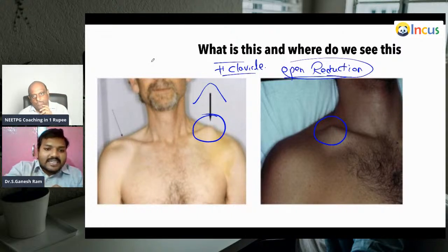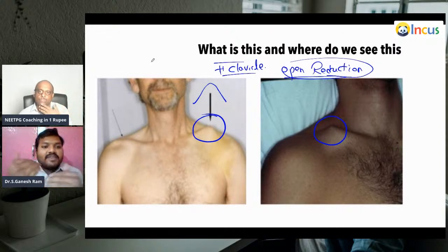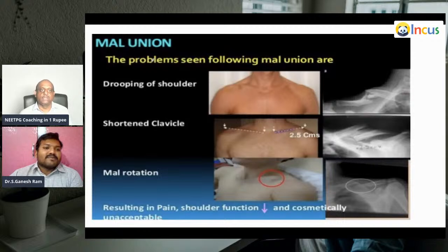But here there is no depression, I can see, and there is no skin break also. So here we can do a very close reduction. But we have to see the X-ray. If it is more displaced, we have to do open. Otherwise, we can just adjust with the closed. By a conservative management also, we can treat it. Great. Based upon the X-ray, we have to finalize.